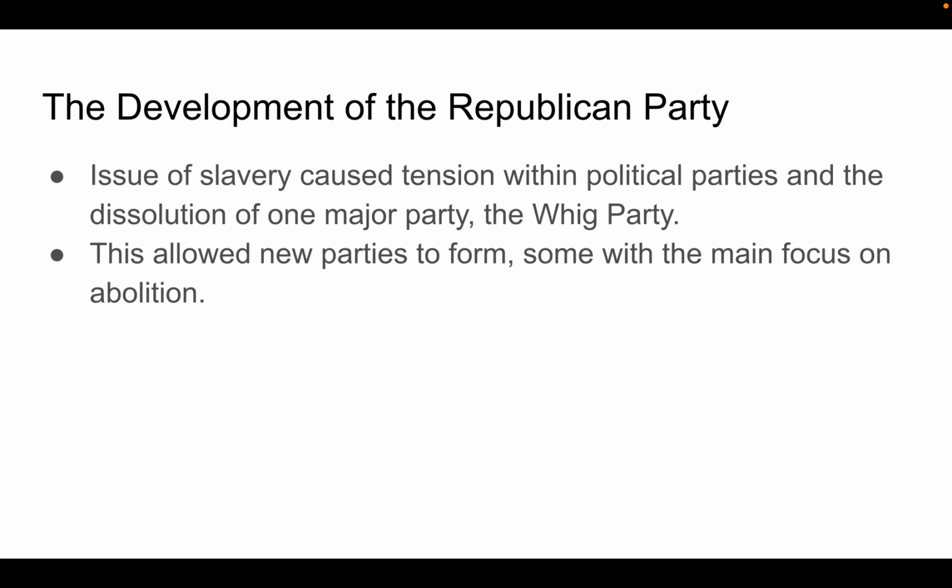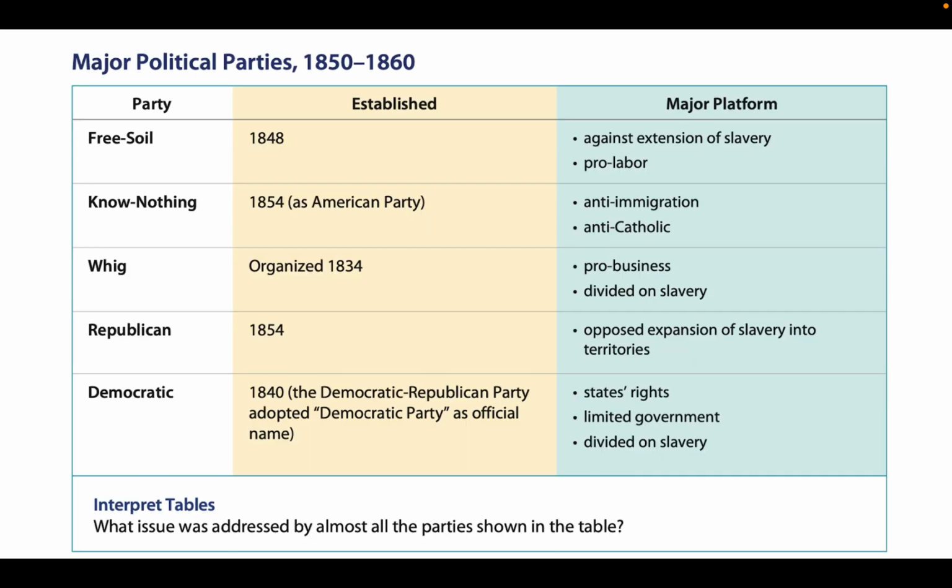Right, once that Whig Party falls apart, it allows new parties to come into place and take over some of that power. And since slavery is what caused the dissolution of the Whig Party, slavery and abolition becomes one of the key components of those new parties that are forming.